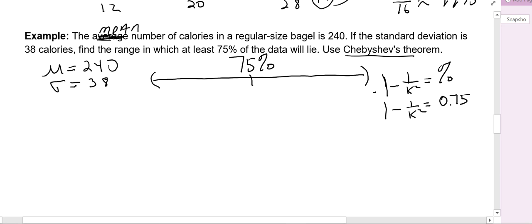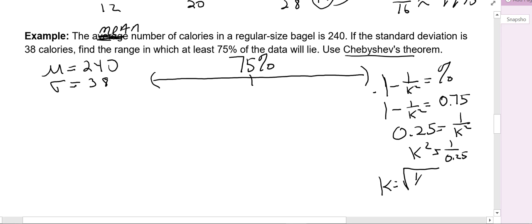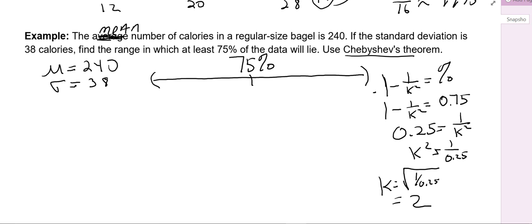Now I'm going to switch sides here, so 0.25 is equal to 1 over k squared. Taking the reciprocal, k squared is equal to 1 over 0.25. In order to get rid of the square, we take the square root. So that's going to tell me k is the square root of 1 over 0.25. When I do the math, we get k is equal to 2. So therefore, we know that 75% of the data will be contained within 2 standard deviations of the mean.